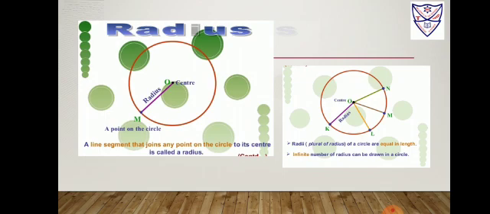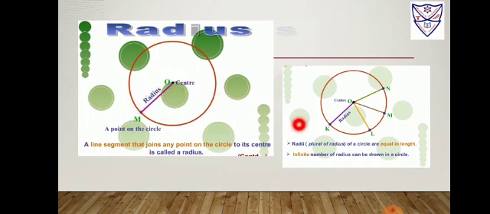Radius. Students, as we have understood, radius is a line segment that joins any point on the circle to its center. So here you can see this is a point M and this is a point O, the center. So it joins any point on the circle to its center. So this is known as radius.